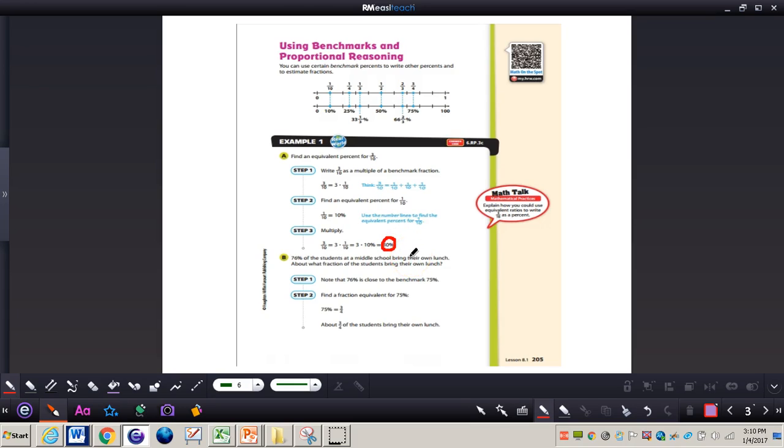Now let's take a look at letter B. It says 76% of the students at a middle school bring their own lunch. About what fraction of the students bring their own lunch? So if we're estimating here, we note that 76% is close to the benchmark 75%, which is right here. I know that 75% equals 3/4, and so about 3/4 of the students bring their own lunch. So even though it's a little bit more than that 75%, we know that the benchmark fraction for that is 3/4.